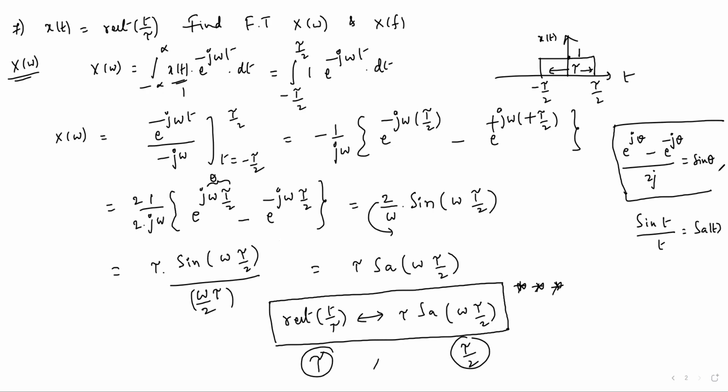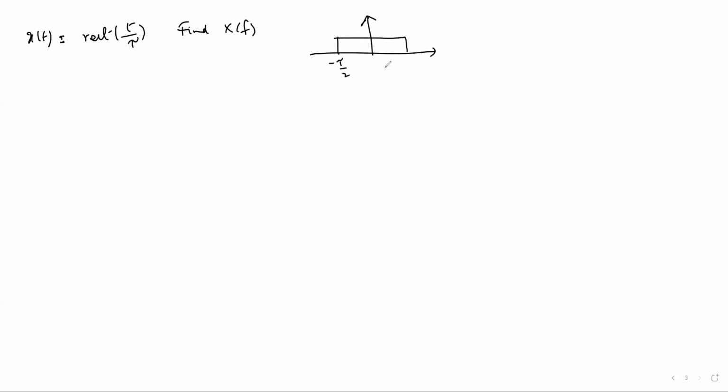Let us find X of f for the same signal. Same signal, rectangular signal. X of t is equal to rectangular t by tau. Let us find X of f. This is the X of t given.